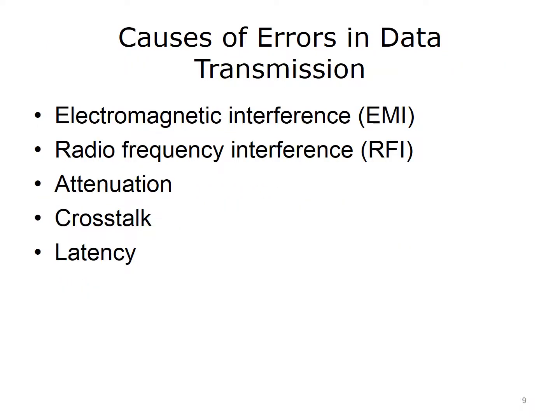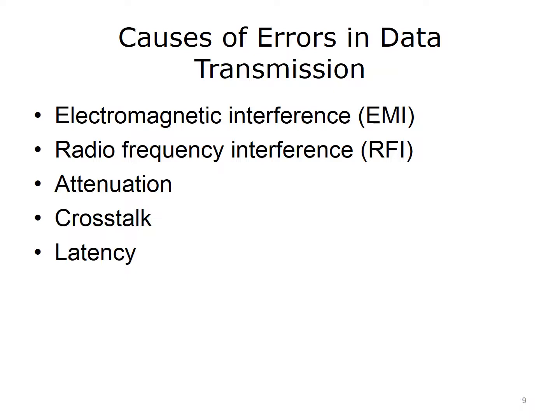Many things can cause errors during data transmission. These errors may cause the data to not be received at all, or they may alter the data that is received, so it is not the same as what was sent. Electromagnetic interference, EMI, and radio frequency interference, RFI, are caused by motors, power lines, fluorescent lights, radio or TV tower signals, or any other source of electrical or radio signals. EMI interferes with signals that are being sent electronically across copper cables, and RFI interferes with wireless signals.